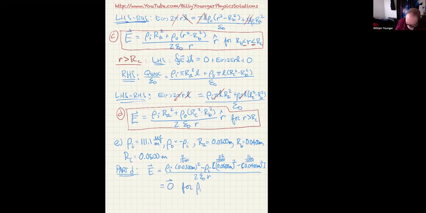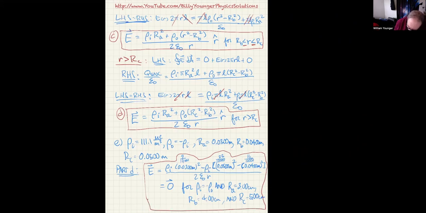for rho I equals negative rho O and R A equals 3.00 centimeters. R B equals 4.00 centimeters. And R C equals 5.00 centimeters. So that's one neat thing that we found regarding this. And so this is, let's say, E part one. So we've got that. That's now done.